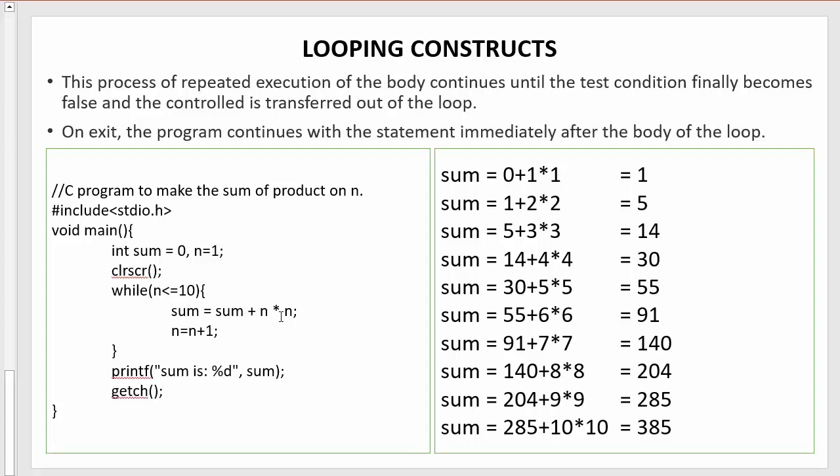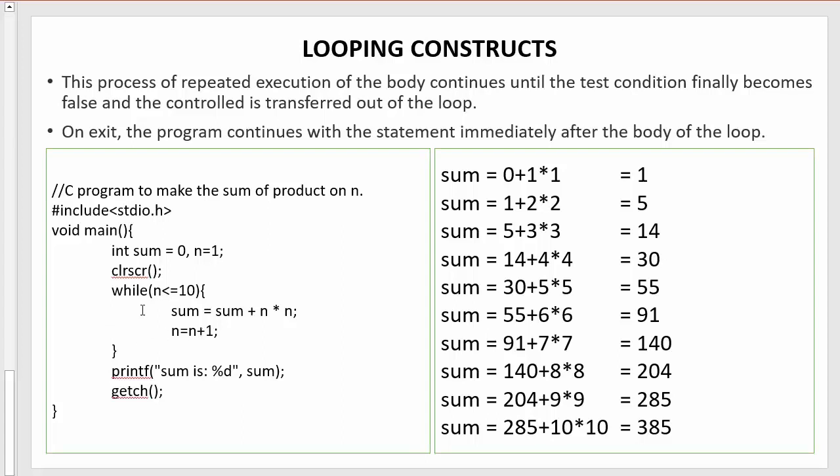Sum equals sum plus n into n. Sum value is 0 plus n into n. The n value is 1, so 1 into 1, which is this iteration. Sum equals 0 plus 1 into 1, and we get the sum as 1, and 1 gets stored inside the sum. Next, n equals n plus 1. That means I am incrementing the value of n by 1. Earlier n was 1, now it becomes 2.